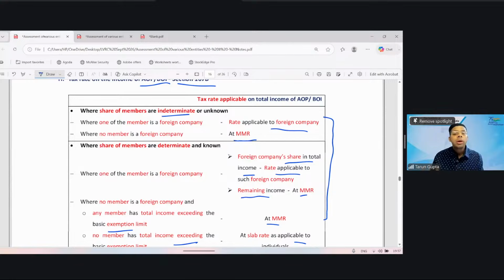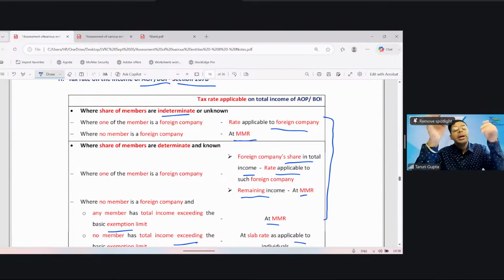You understand? So if the shares are indeterminate, then if there's any foreign company, why do we call foreign company? Because foreign company is generally taxable at a rate higher than the member. Then if any foreign company is a member, the entire income of AOP is taxable at the rate applicable to foreign company. In any other case, means no member is a foreign company, then the entire income is taxable at MMR.